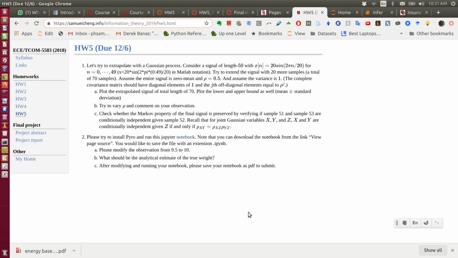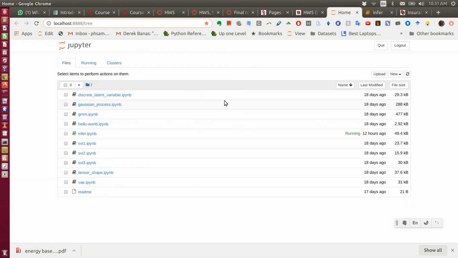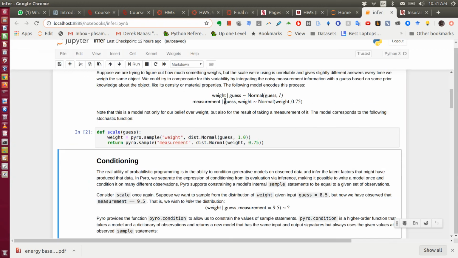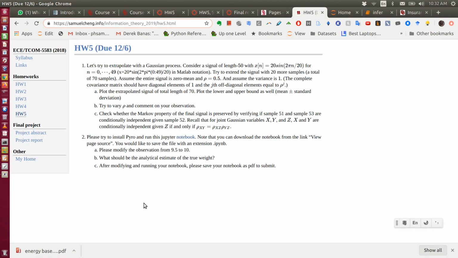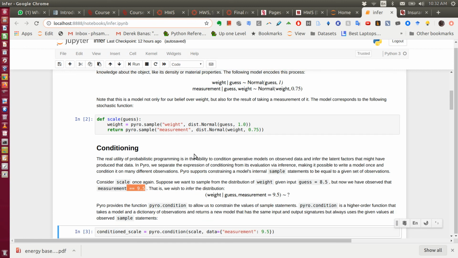What I asked you in my homework problem is to go through the original spreadsheet here. Assume the measurement is 9.5, yeah, the measurement is 9.5. I want to ask you to change it to 10 and see what happens, and then get the analytic estimate of the true weight. And these we can compare first, actually.